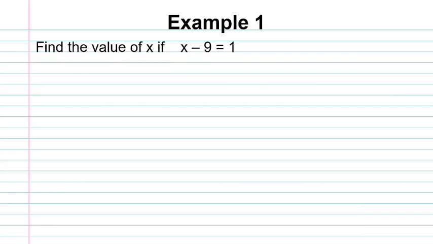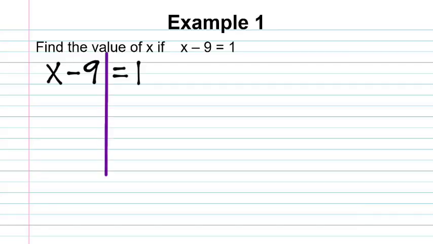So our first example, find the value of x if x minus 9 equals 1. I start out by writing out my problem, and just to keep it organized for me I'm going to go ahead and draw a line there so I know where everything needs to line up, and then I can see from the equal sign I have 1 on one side and then x minus 9 on the other. These two expressions I'm able to say that they're equal because there's a value that makes this true.